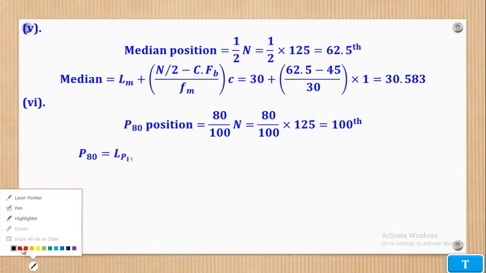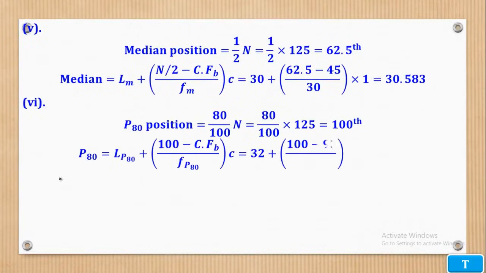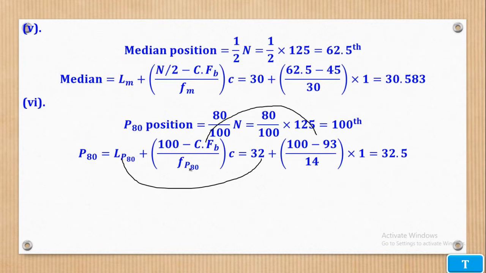So let's substitute. So the lower class boundary, it was this, then the cumulative frequency before the median class, the frequency of the median class, and the class width, and that gives you 32.5. Okay, so now we shall go to Roman 7.